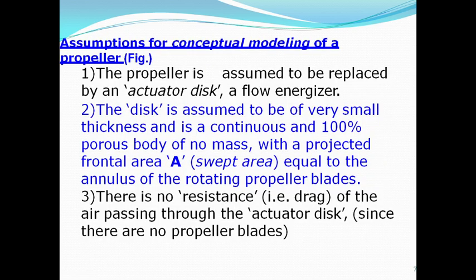So these are the various assumptions for the propeller. As it is mentioned, the propeller is assumed to be replaced by an actuator disc. Actuator disc is nothing but a small rotating disc element which gives the energy to the flow. So it is also called the flow energizer. The disc is assumed to be of very small thickness and it is continuous, and the assumption is a 100% porous body. We know that this is not real, but even with all these assumptions, the design calculations we do with this will meet the design requirement within an error of 10%. That's the beauty of the theory.